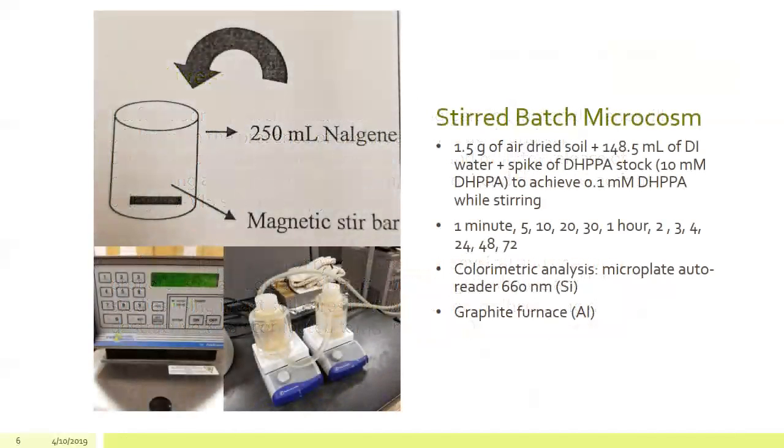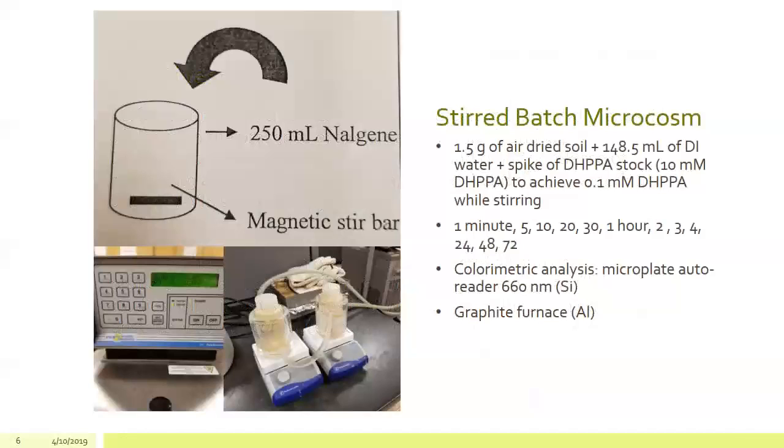So this is the Don Spark Symposium, so I have to show stirred batch stuff. You take a jacketed flask and keep it at about 23 degrees Celsius, room temperature, put a 250 milliliter Nalgene in that, with a magnetic stir bar stirring at about 430 RPM. I add to that 1.5 grams of soil, 148.5 milliliters of water, and then I add my compounds. What I'm focusing on, just methods, the DHPPA, I'd add 0.1 millimole.